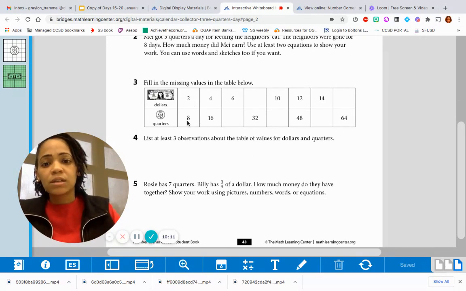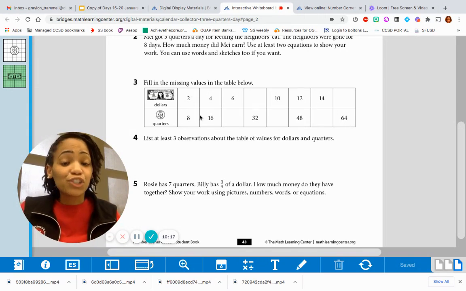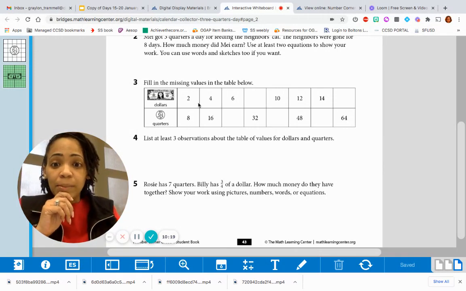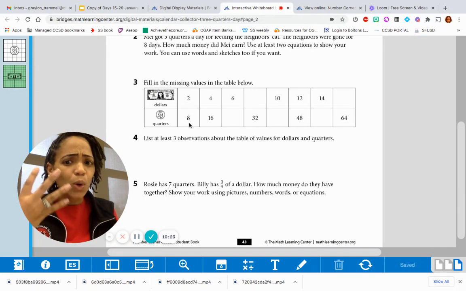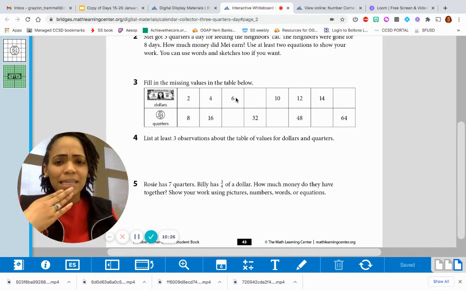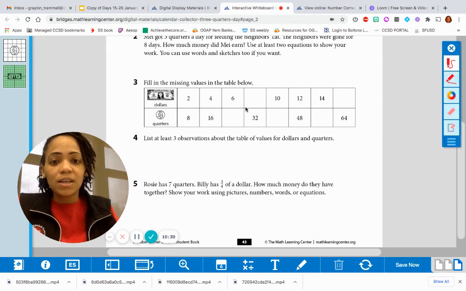We have $2, that's 8/4. So what's the relationship between these numbers? That's the other thing we've done this month. Relationships. We're multiplying by 4, because in every dollar we have 4 quarters. So if we have $6, we should have 6 times 4, we should have 24 quarters.